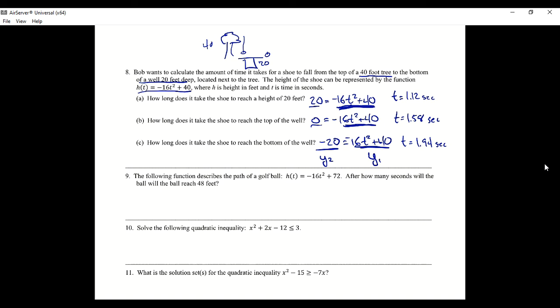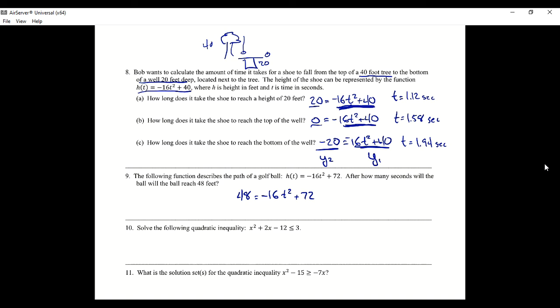The following function describes the path of a golf ball. H of t, so height in terms of time, equals negative 16t squared plus 72. After how many seconds will the ball reach a height of 48 feet? We're going to set it equal to 48. Now, we have a difference of squares. We could use quadratic formula. We could use graphing. We could even do this one algebraically.